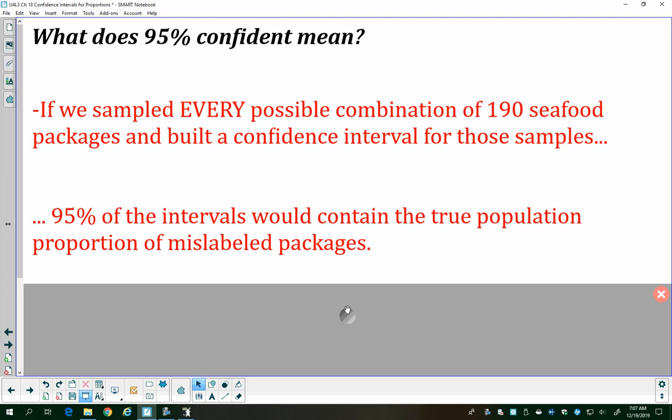So it's impossible, impractical to actually look at every piece of packaged seafood and figure out the percent that are mislabeled. Impossible, impractical to sample 190 packages of seafood and then do that for every combination of 190. But if we did, 95% of those intervals would contain the true population proportion. So instead of doing that, we can do it once with one sample, and we could have this level of confidence associated with it.